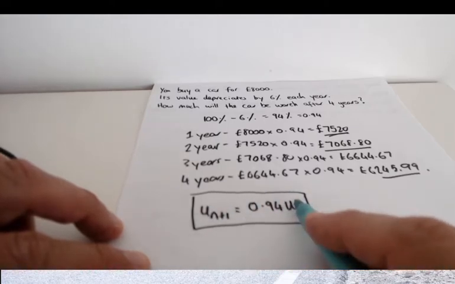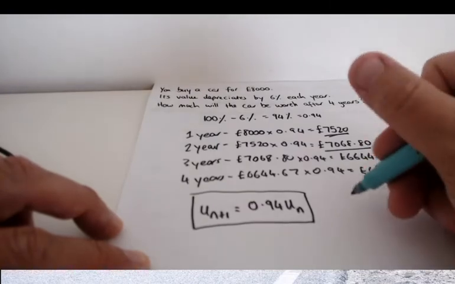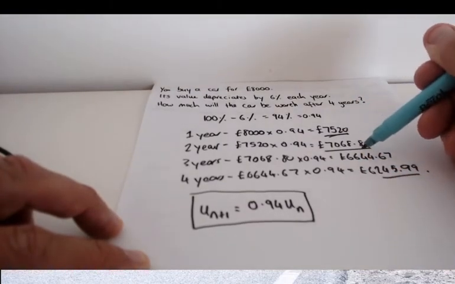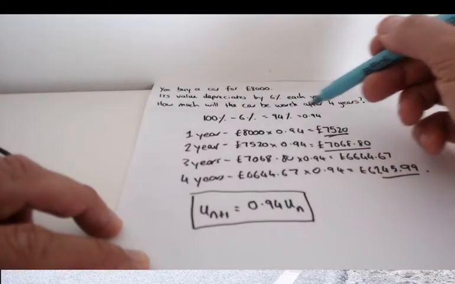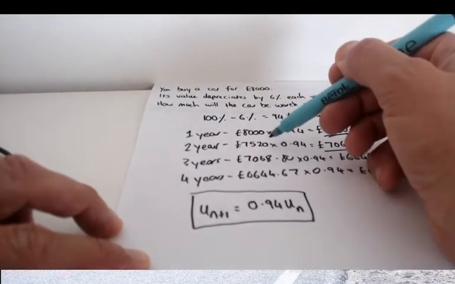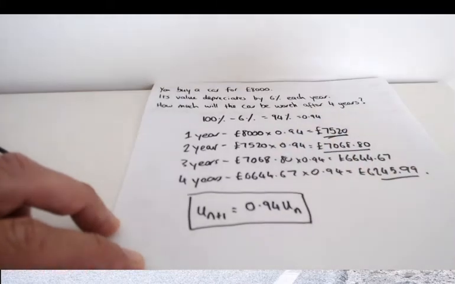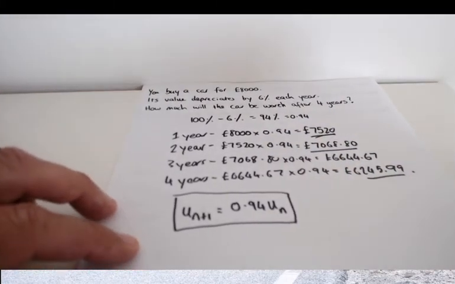The U is always going to be there. The n we can replace by a number if we want, okay? What I want you to notice is that each answer here relies on the previous answer. So we got £8,000 as our first number, and then we got our next answer of 7,520. We have to use that into the next year, and then we have to use that answer into the next year. You're always using your last answer to get your next answer.